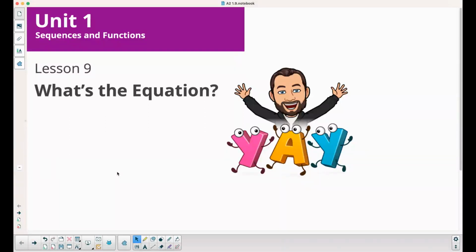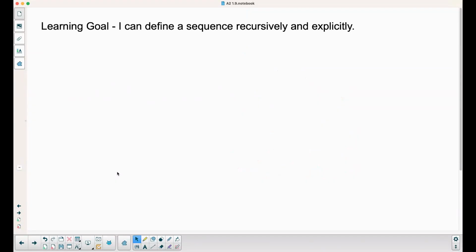Okay, Algebra 2, Unit 1, Lesson 9 of Illustrative Math is called What's the Equation? In this lesson, we're going to look to come up with an equation to represent a sequence. We're going to do a little bit with a recursive equation and an explicit equation. Our learning goal today is: I can define a sequence recursively and explicitly. Just to make sure before we jump into the lesson, we understand what recursively and explicitly are.